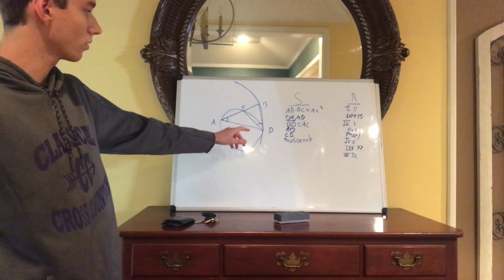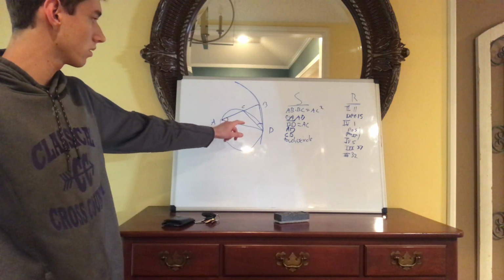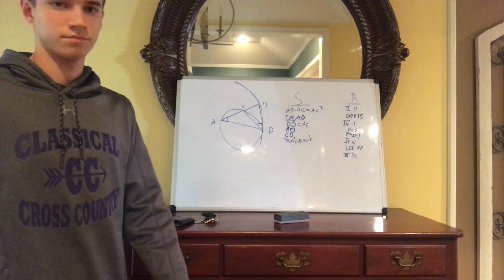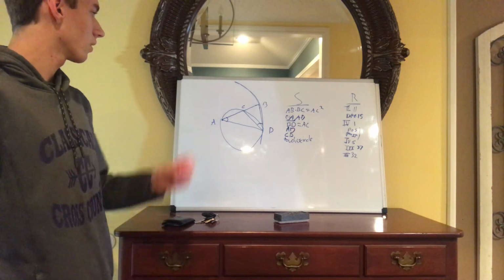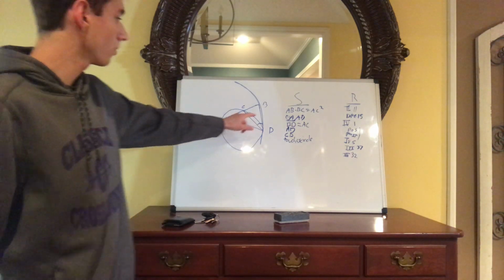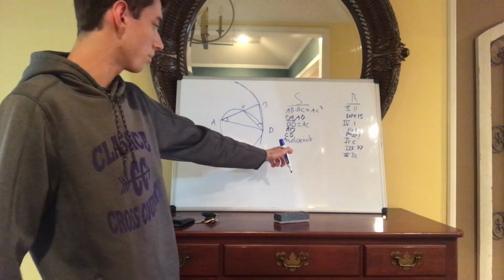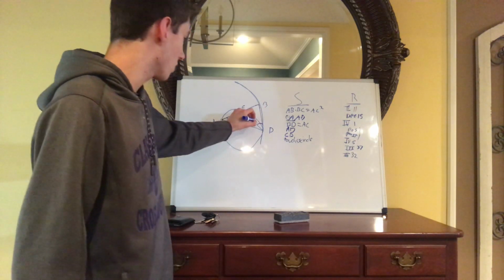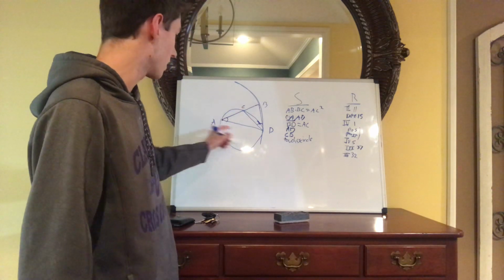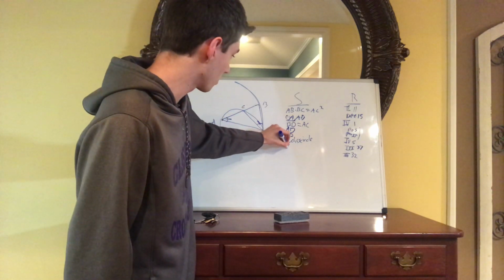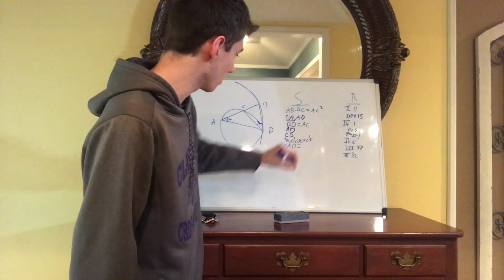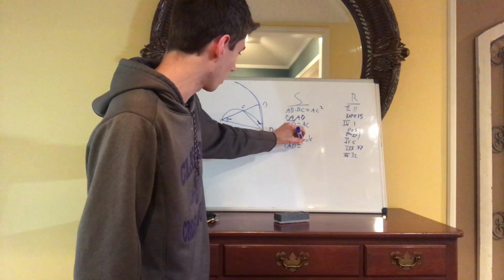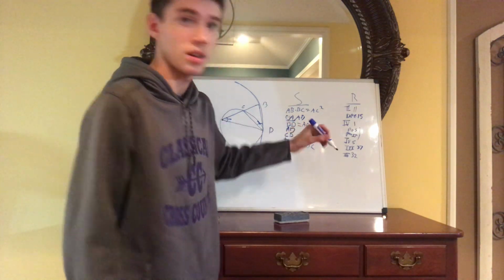So now we know that, now that we've used book 3, proposition 32, the angle BDC is equal to the angle CAD. So CAD is equal to BDC.